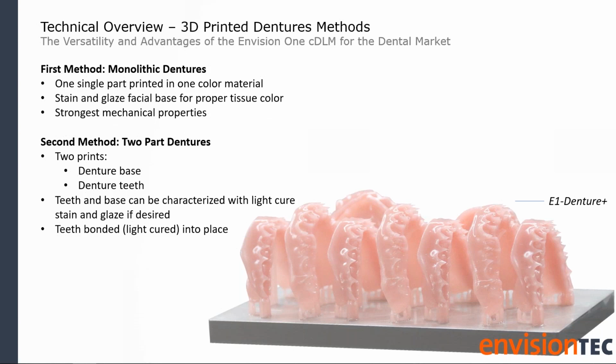So there are 2 types of 3D printed dentures. There's monolithic dentures and 2-part dentures. The monolithic denture is a single model comprised of denture base and teeth with no assembly required. Monolithic dentures are printed in one material, so more time must be spent with stain and glaze to transform the denture base into a tissue color. The 2-part denture is an assembly of 2 separate prints, the denture base in the E1 denture and the denture teeth in the E1 Dent 400 MFH. The 2-part denture requires more time for assembly, but less characterization is needed.